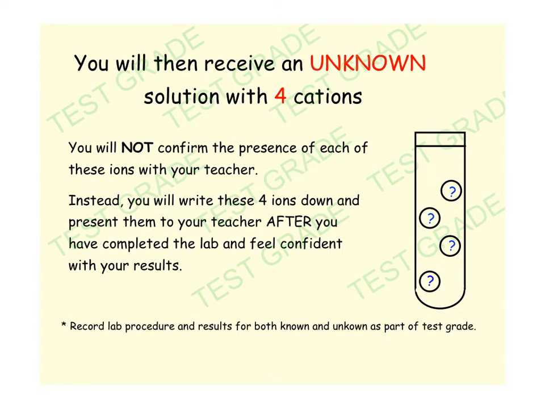The test grade portion, after you complete the quiz grade and you find all 9 ions, is you'll be given an unknown solution that has 4 of the 9 ions. And you're going to go through the entire lab again. But this time you're not going to show your teacher. You're going to take really good notes and you're going to decide which 4 ions you have. When you think you know, you will bring that information to your teacher. And if you are correct, that is a test grade.